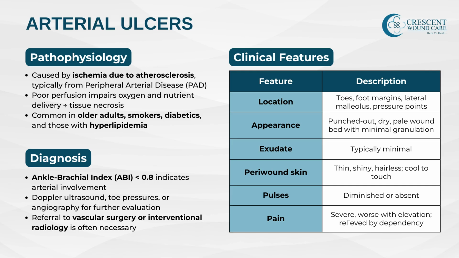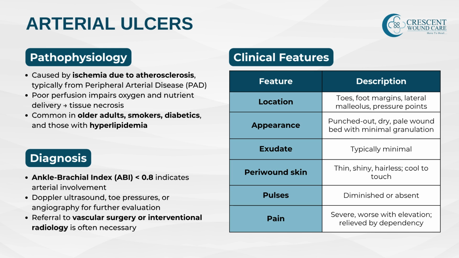Diagnosing arterial insufficiency starts with the ankle brachial index, ABI. Anything below 0.8 is concerning. In fact, if it's below 0.4, it indicates severe ischemia. Additional tools like Doppler ultrasound or angiography help assess how bad the blockage is.